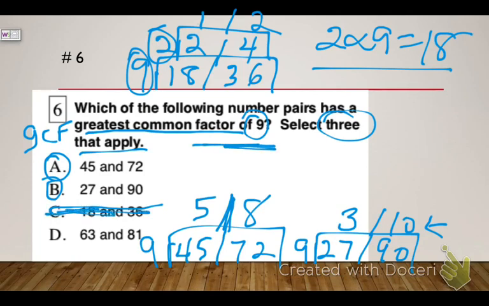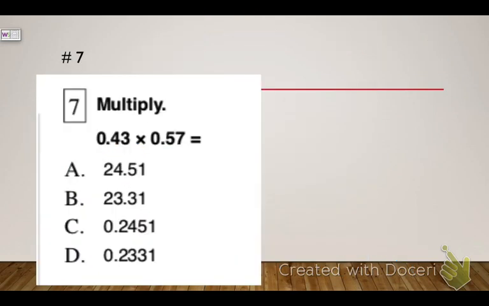That's why C is not the answer. D is, though. If C is not an answer and it tells me to pick 3, it has to be A, B, D. Here we go, kids. Next one.